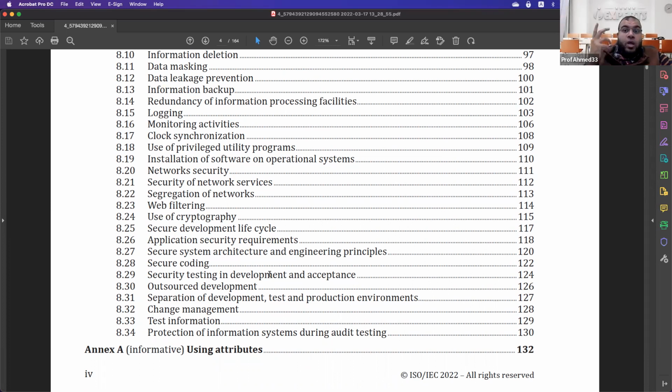Something like the SABSA model or TOGAF, to consider security very early. Yes, this is a key to success: to consider security in the very early stages. You can consider the information security requirements very early, so it will be extremely important for you. Also, you can see here the secure coding principle.